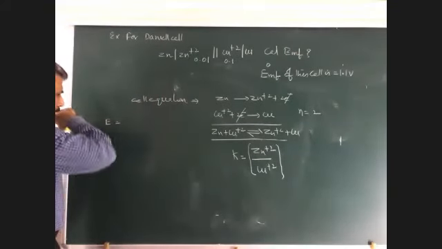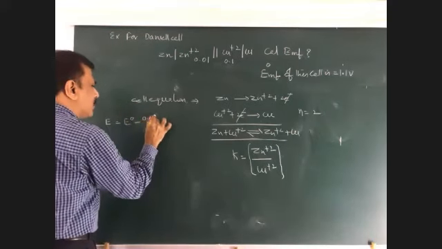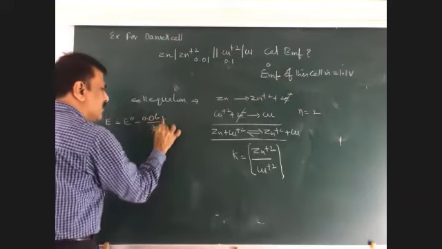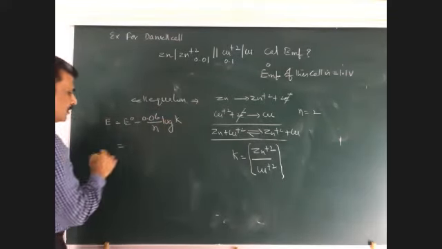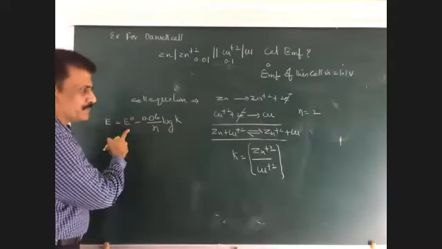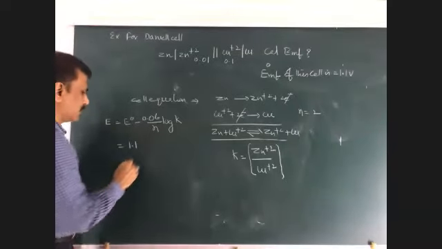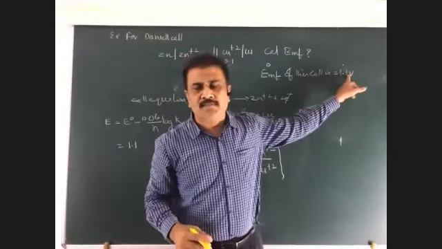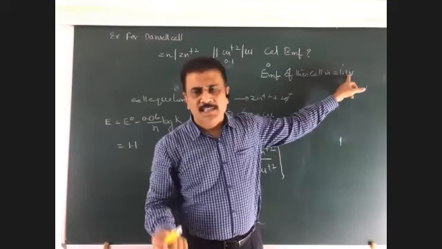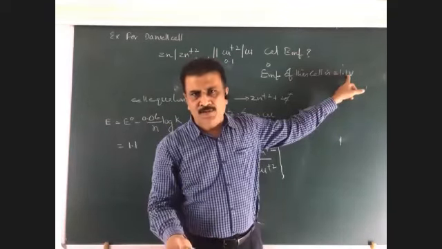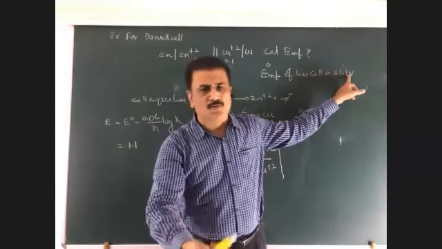E is equal to E naught minus 0.06 by N into log K. E naught is already given. E naught value is 1.1 volt. How do you calculate the E naught value? SRP of cathode minus SRP of anode. That is already told you in the previous classes. Its value is always 1.1 volt.